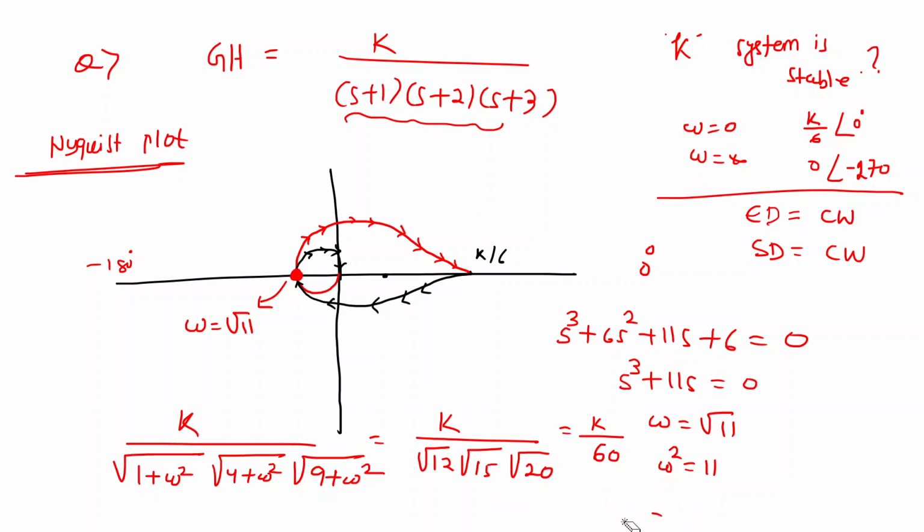So you know that at this omega point, the magnitude is k by 60. So this red point is coming at omega root 11 and the magnitude is k by 60.